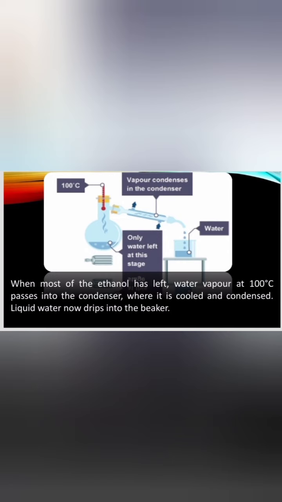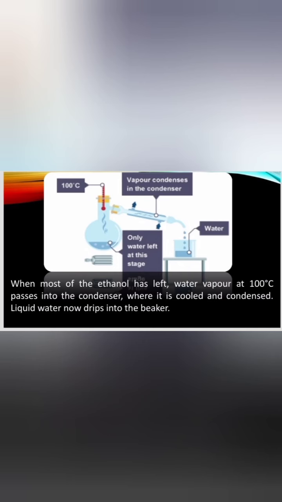And now for the water to be separated, as you can see there, the boiling point of the water is 100 degrees Celsius. So another beaker was used. When the water vapor passes through the condenser, it is cooled and condensed. Thus, liquid water now drips into the beaker. So again, fractional distillation is a method for separating a liquid from a mixture of two or more liquids.